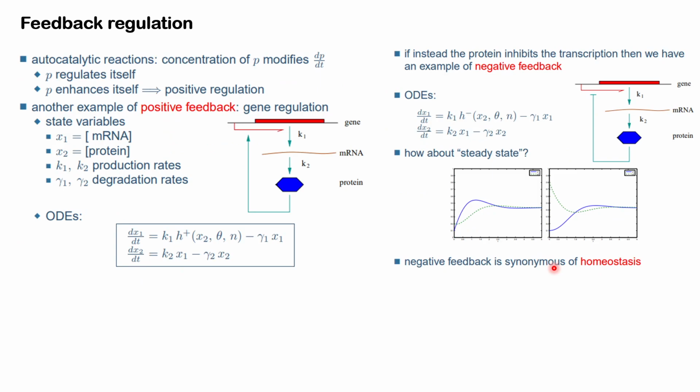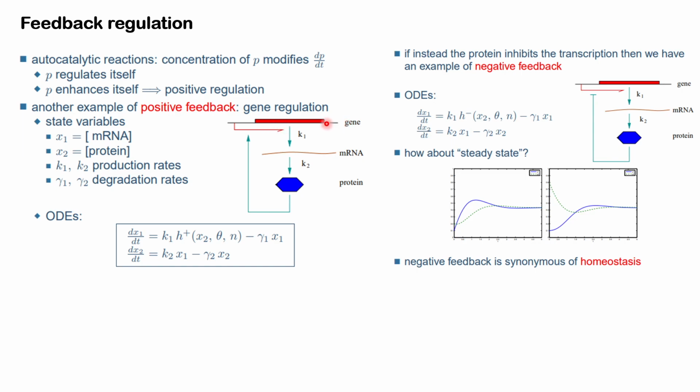Now we'll come to some examples. First is the concept of feedback regulation. As the previous example also showed, the concentration of P modifies dp/dt. P regulates itself. If P enhances itself, it will be known as positive regulation. An example of positive feedback will be gene regulation. So here one example is given.